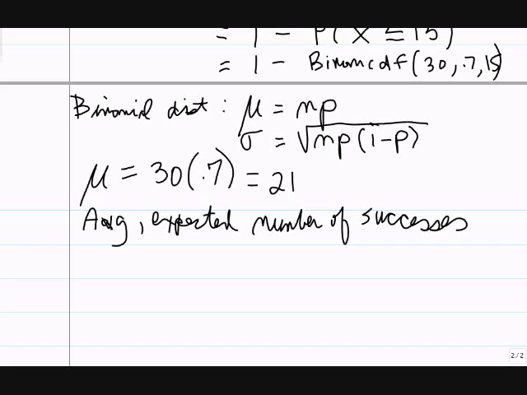N is the number of trials, so it might be the number of people that you're calling. It might be the number of times that you roll the dice. It's the number of observations. And P is the percentage of your success, your probability of success.